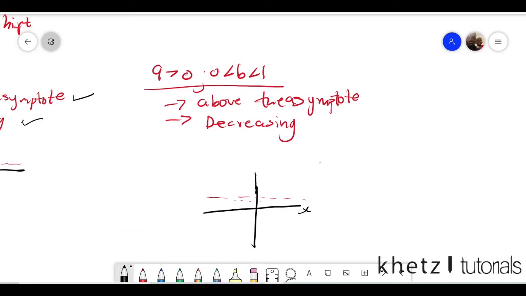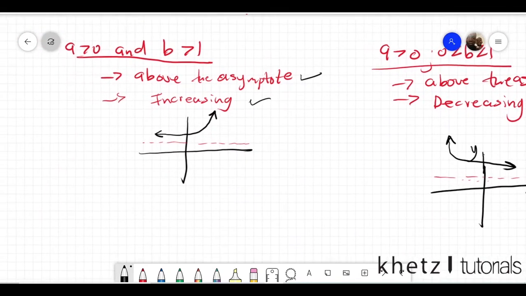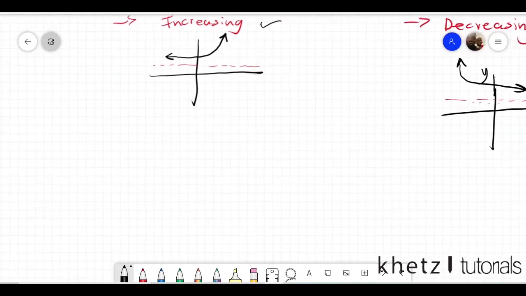Okay, so we're going to say this is our y-axis, that is the x-axis, and our graph is going to look something like this. It's decreasing, but it's above the asymptote. So that is when A is greater than 0 and your B is between 0 and 1. So now move on to the case where we might have our A less than 0.